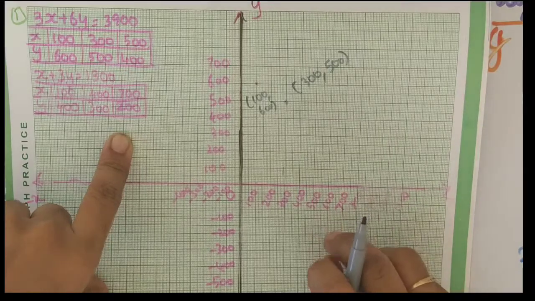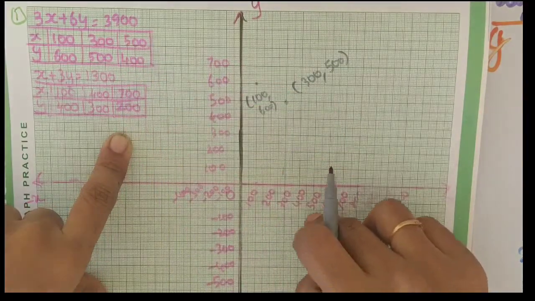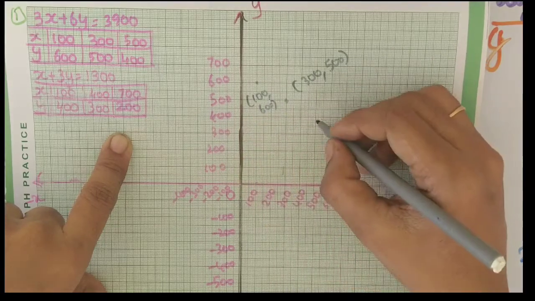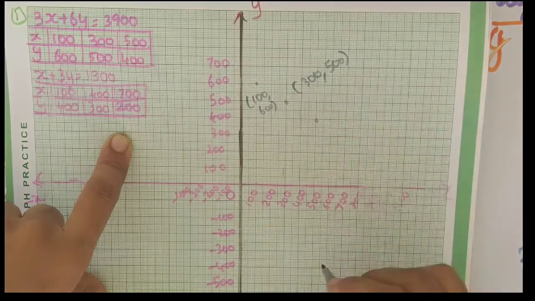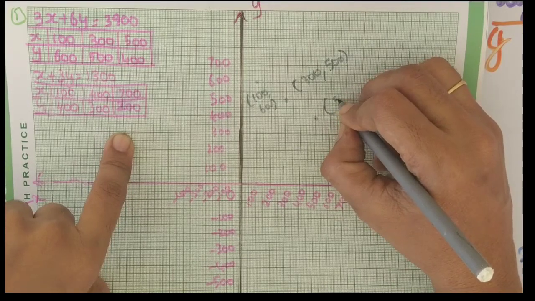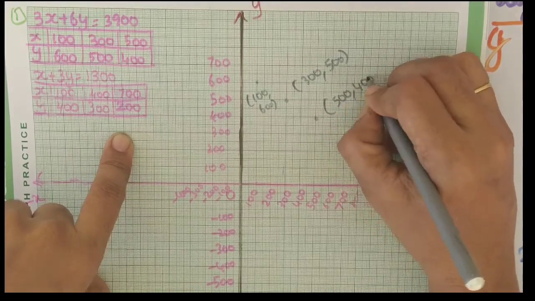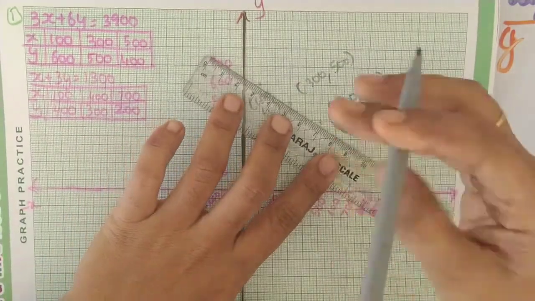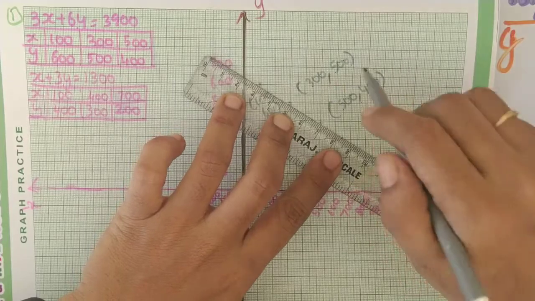Okay? Now I am going to take the third ordered pair. x is equal to 500 and y is equal to 400. So, the 500 from x and 400 from y meet at this point, and this is 500, 400. Okay? Now, I am going to join the 3 points by a line.